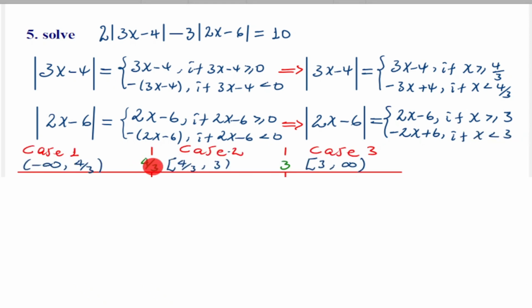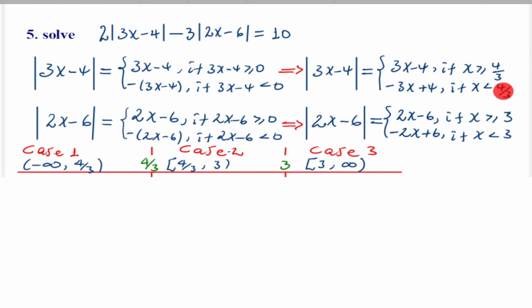So we write first the smallest number. The smallest number is 4 over 3. Then we write 3. Case 1 is below 4 over 3. It doesn't include 4 over 3. Why? Because here it is less than. Case 2, between 4 over 3 and 3, includes 4 over 3 because here it is greater than or equal to. Case 3, greater than or equal to 3. It includes 3. Why? Because here there is an equal sign on the inequality.